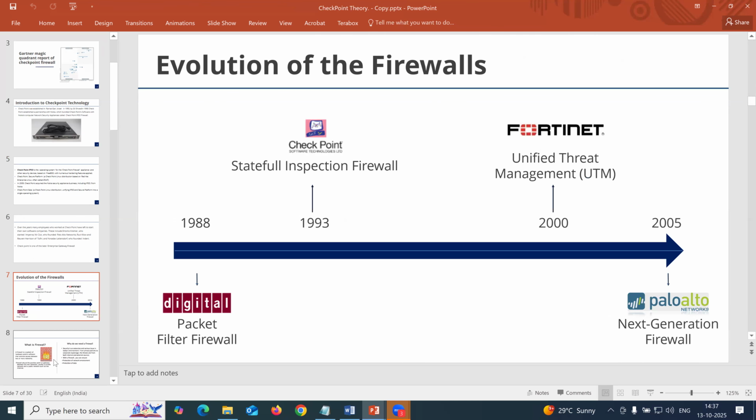This is some history that I have created here. In 1998, there were firewalls like the packet filtering firewall, which used to filter packets based on IP address and port numbers, but wasn't having visibility inside the payload part. 1993 Checkpoint, in 2000 Fortinet, and in 2005 Palo Alto firewall was introduced.